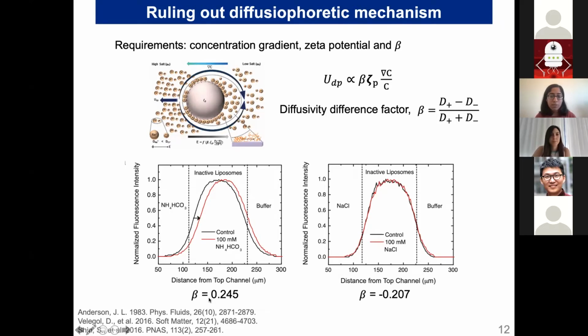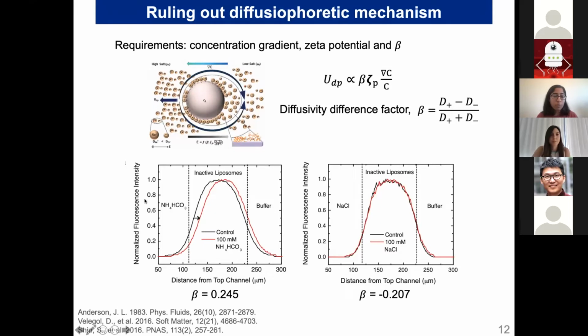So a positive beta value would have an electric field facing one way, and a negative beta value would give you an electric field facing the other way. So in order to test whether there is diffusiophoresis in our system, what we did is we subjected the liposomes to gradients of beta positive and beta negative salt.